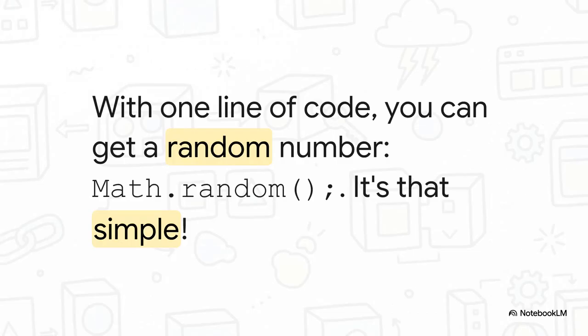And check out how easy this is. If you need a random number, you don't write some complicated formula. Nope, you just ask the math object for one. One line of code, and it just works. It's simple, powerful, and super efficient.